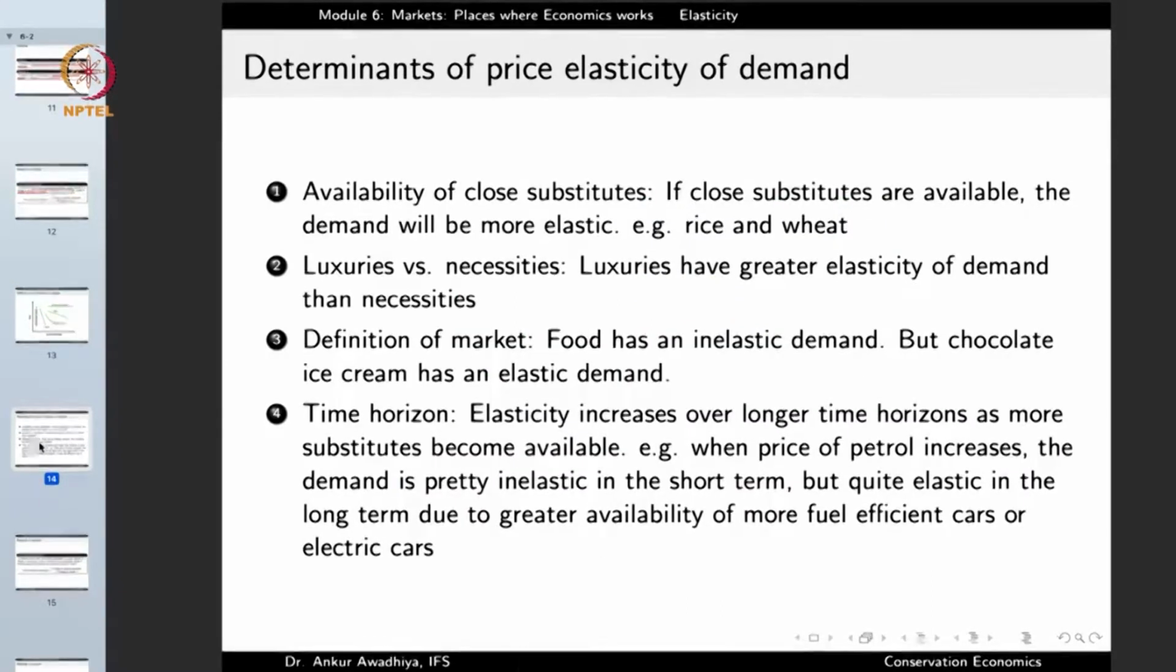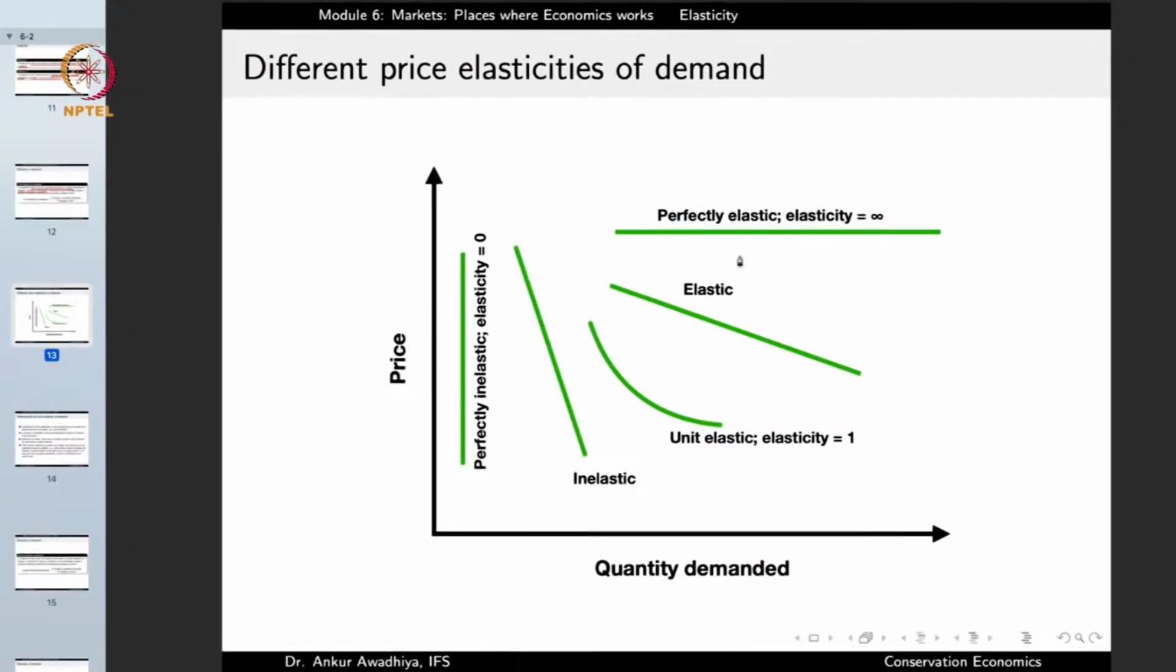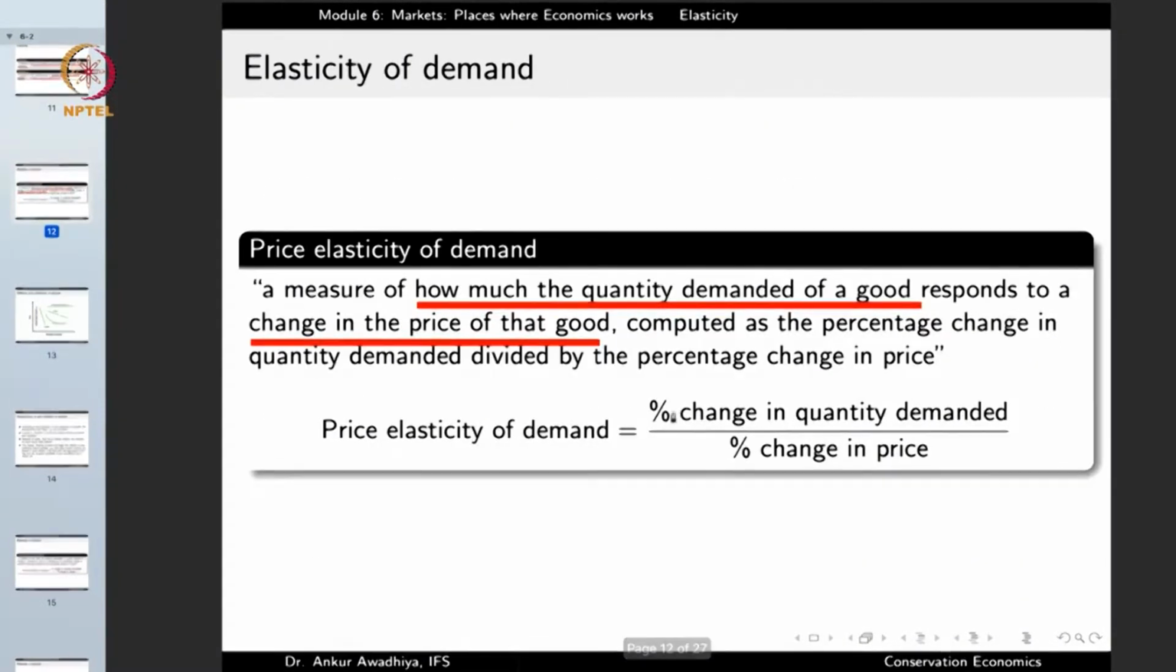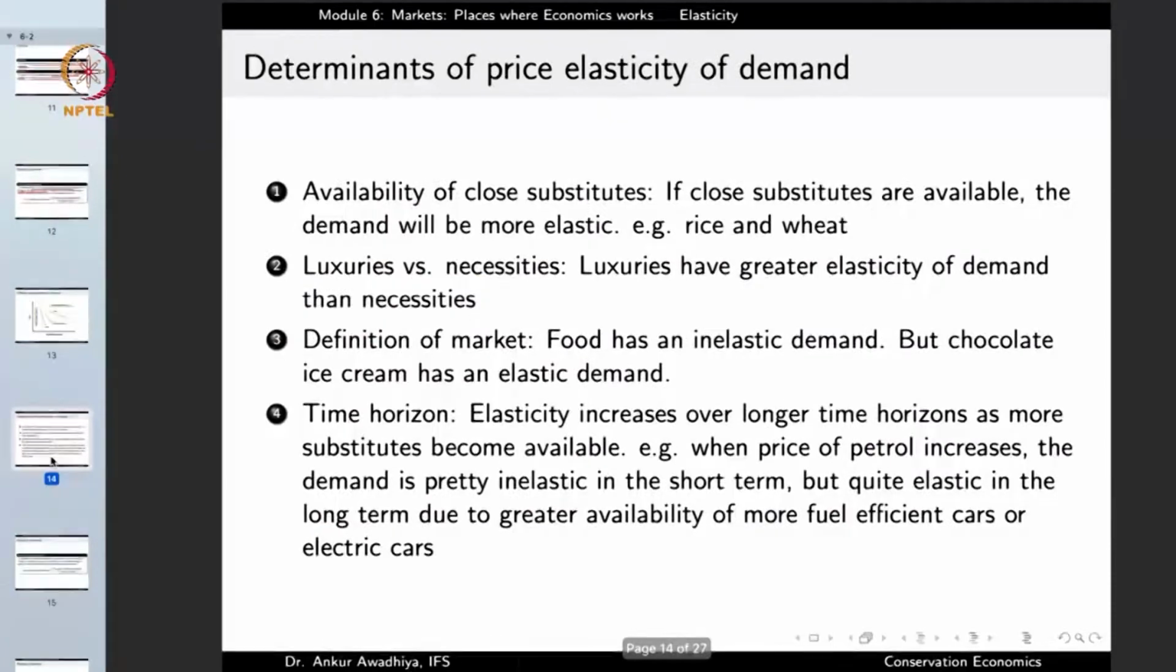Now, what determines whether this demand curve will be vertical or horizontal or something in between? What are the determinants of the price elasticity of demand? The first determinant is whether you have close substitutes available. If close substitutes are available, the demand will be more elastic, which means that there will be a big change in the quantity demanded if there is a small change in the price. Now, why would that happen?